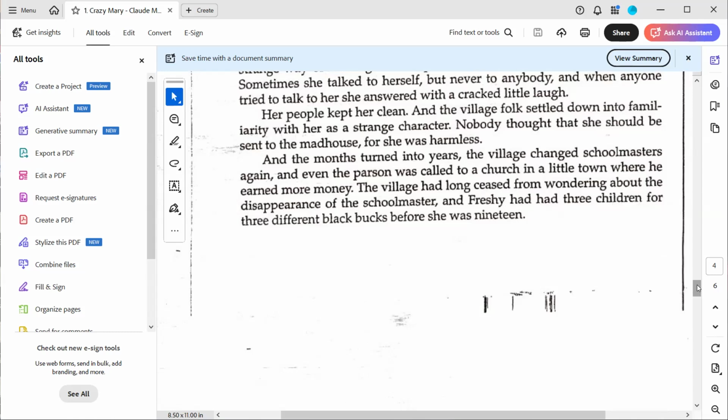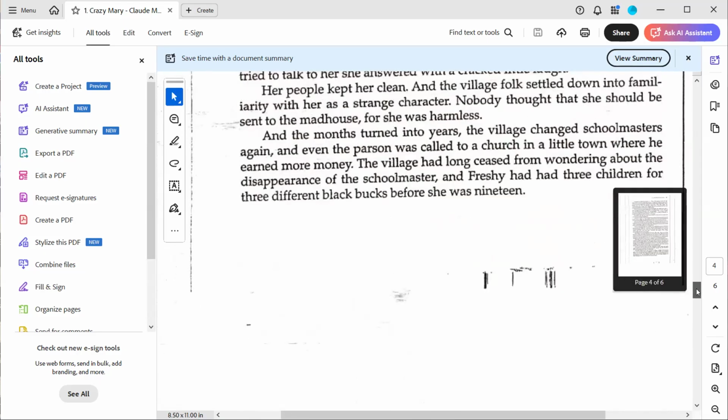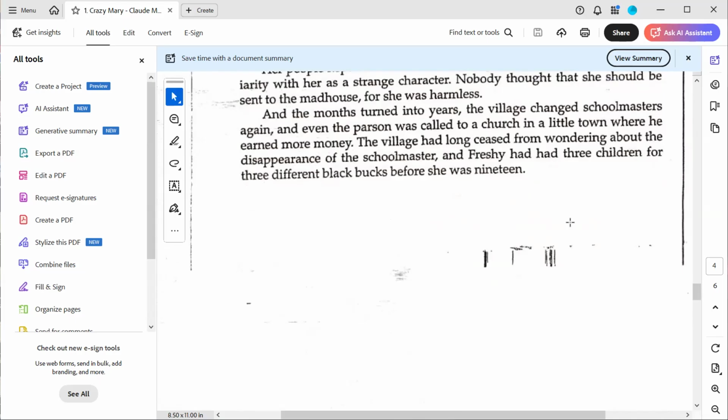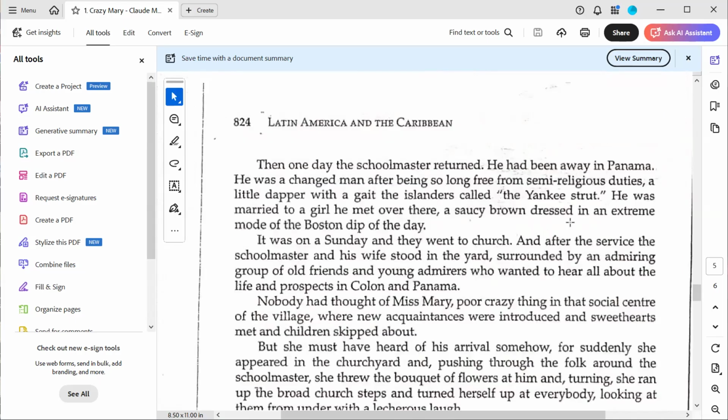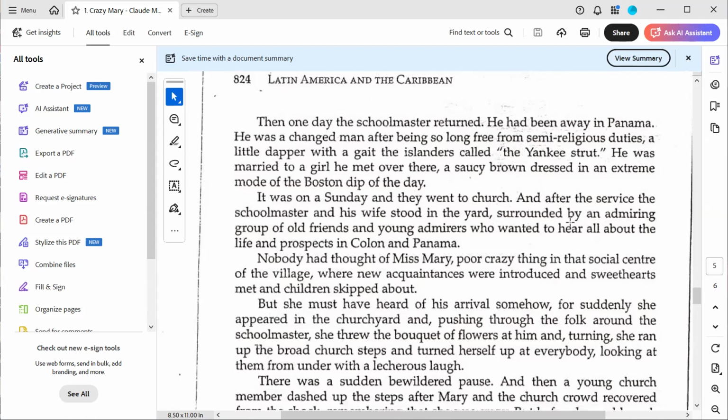Freshie was one of the girls in the school who ended up in a bacchanal with the schoolmaster. You could read it on your own, right? So that's why they mention Freshie. So the village had ceased from wondering about the disappearance of the schoolmaster, and Freshie had 3 children by 3 different black bucks before she was 19. Then one day the schoolmaster returned. So after years, he came back. He had been away in Panama. He was a changed man after being so long free from semi-religious duties.